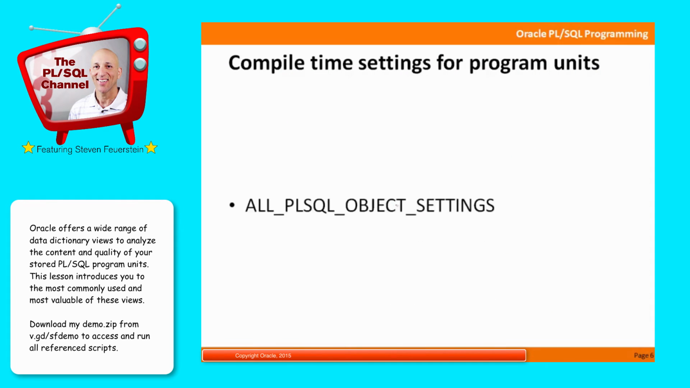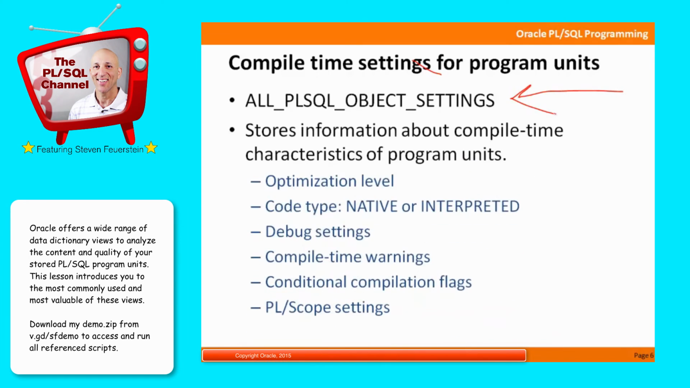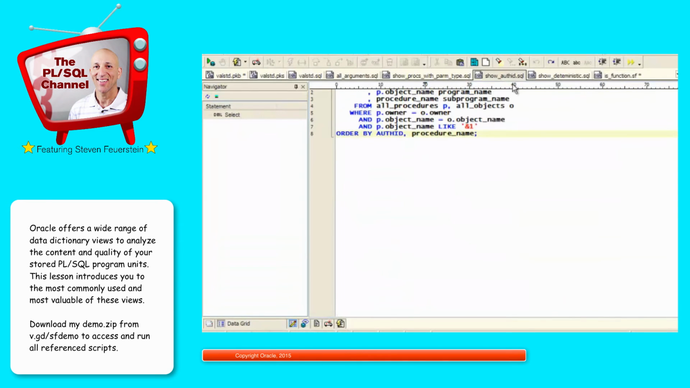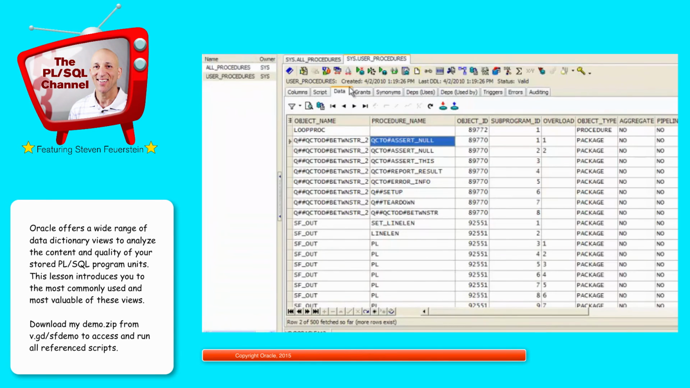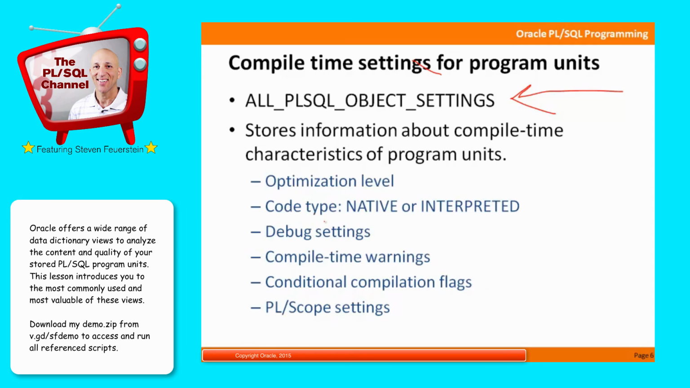Moving on, let's take a look at compile time settings for program units. There's a view called ALL_PLSQL_OBJECT_SETTINGS that gives you information about the compile time settings of your program. So ALL_PROCEDURES gives you information about the actual definition of the program itself. Let's get back over there. So my USER_PROCEDURES or ALL_PROCEDURES gives me information about the static code itself. How is it defined? Is it an overloaded program? What's the overload number? Is it a pipelined program? What is the AUTHID setting defined in the code itself? But PLSQL_OBJECT_SETTINGS gives me information about the characteristics of the program unit at compile time.